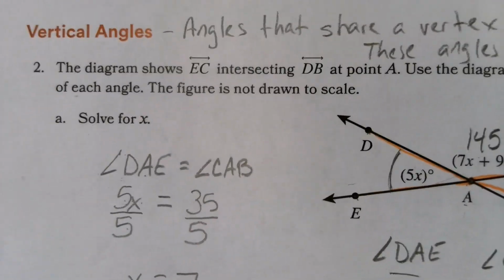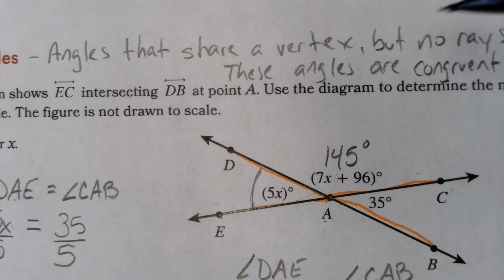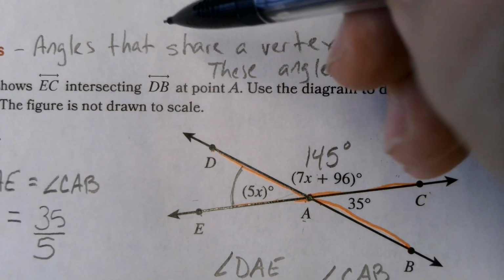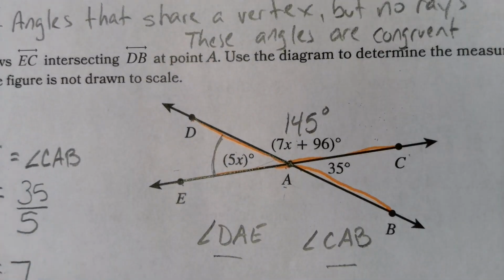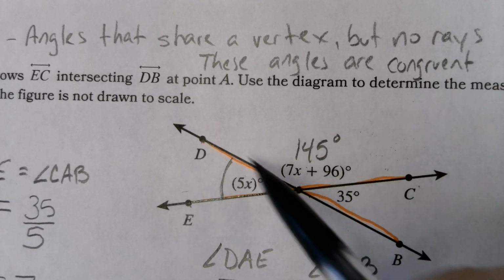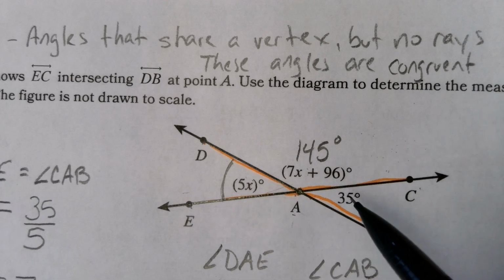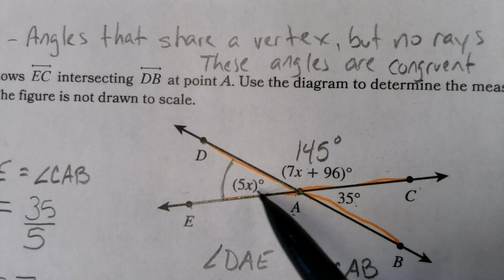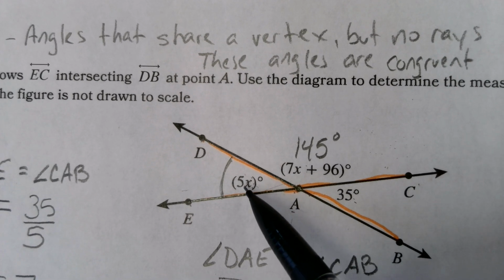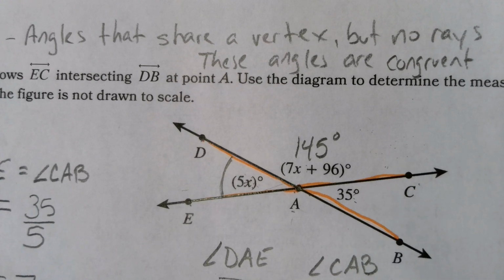So the key point in this part is to remember this definition. Vertical angles are angles that share a vertex, that's the middle point, but no rays. So they don't share any sides. And they are equal to each other. If you're ever given two angles and it says what is x or what is the measurement, you're quite literally going to put this equals this.